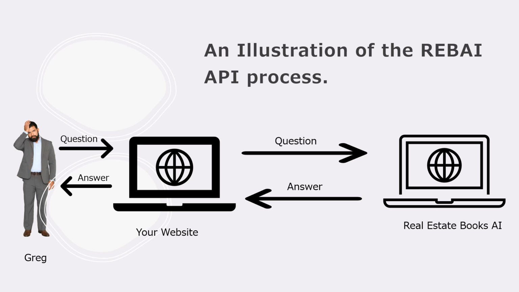All right, so here's a sort of an illustration of that process I just discussed. So here's Greg. He has a question. He goes to your website, then to the page that you've set up for these queries. He enters in his question. Behind the scenes, that question is then sent to our Real Estate Books AI system. It churns, thinks about it, scratches its head, and then eventually comes up with an answer and some source citations that Greg can use to verify those answers.